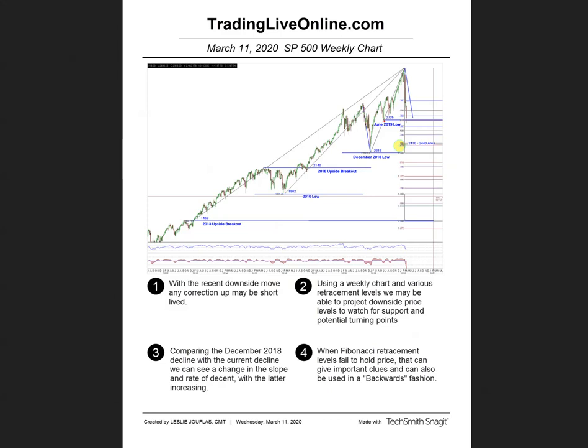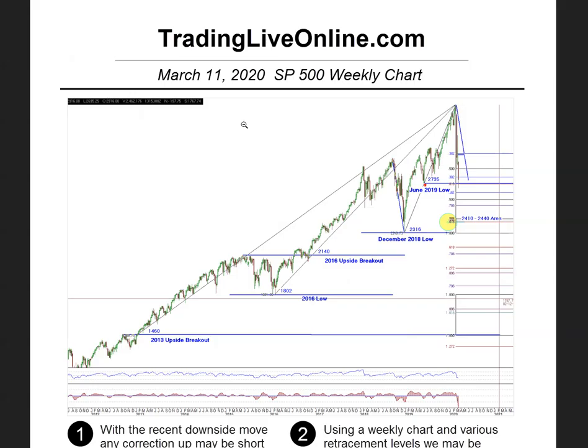The Fibonacci retracements, I'm going to show you something interesting that you might be able to incorporate into your own work, something that I called backwards Fibonacci numbers. And we will take a look at a couple of those so you can get an idea of what those are. First of all, down here, this point number 3, we're going to take a look at the difference of the slope and angle between the 2018 decline and this current decline.